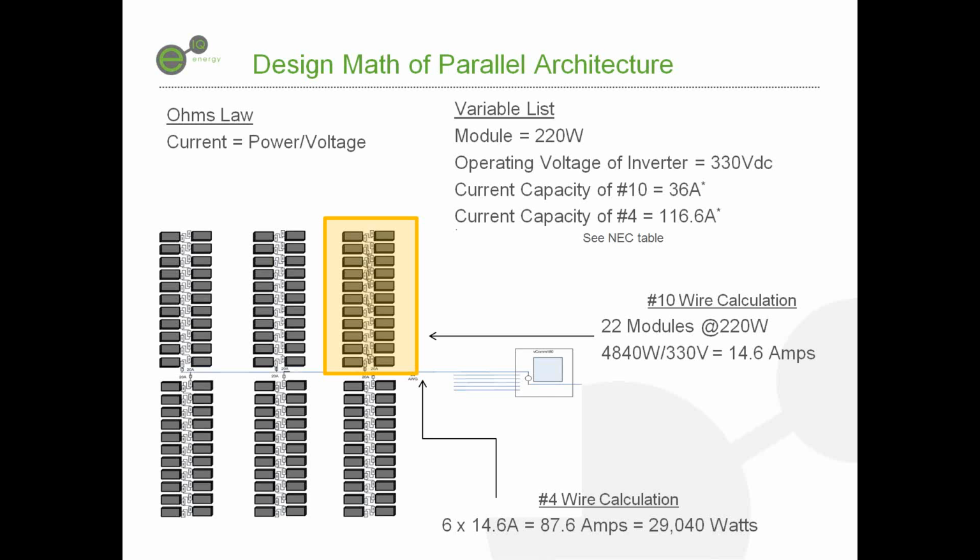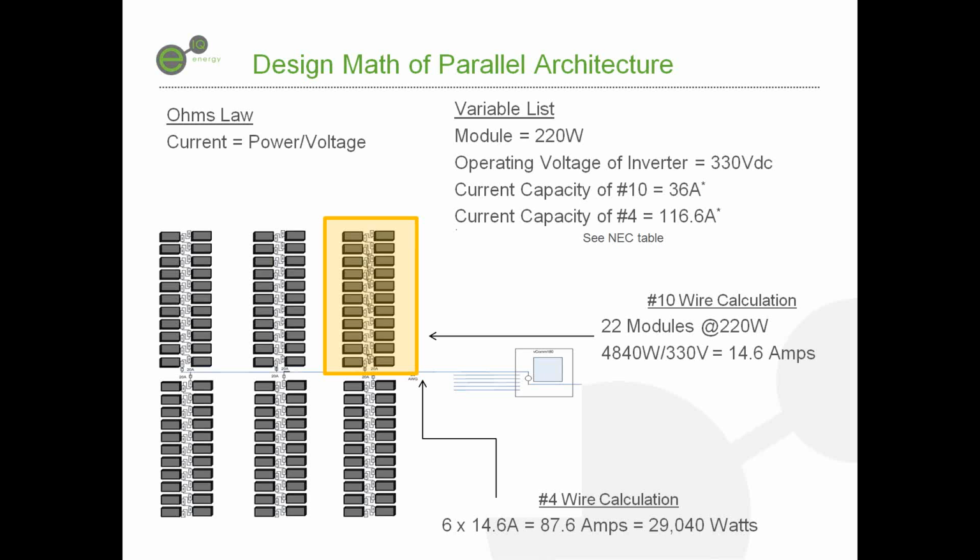A couple of variables that we need to settle on earlier. Obviously, you could use whatever module you want to use, but for the purpose of the math here, we're going to use a 220-watt module. And we're going to assume that we're running our inverter at 330 volts, which is a pretty good assumption. Most inverters seem to want to run at that level and do so very efficiently.